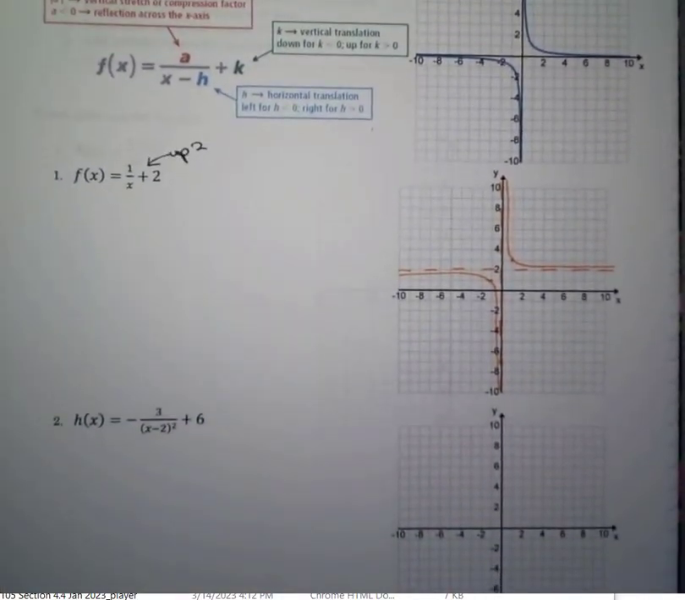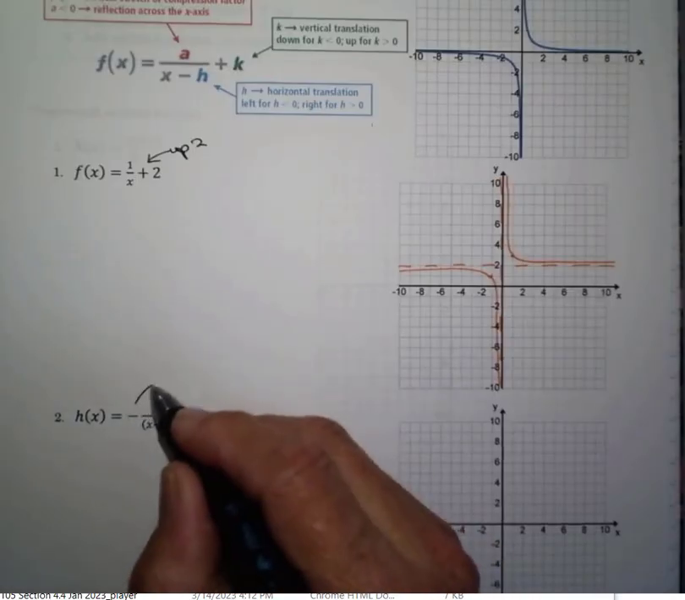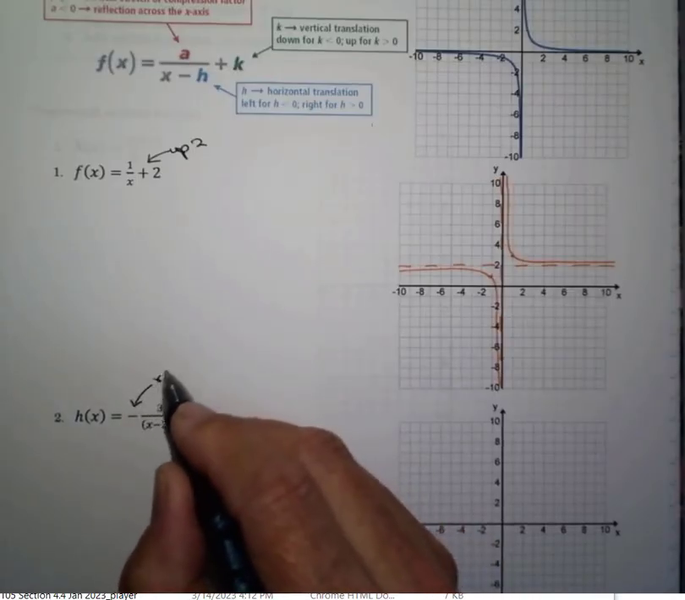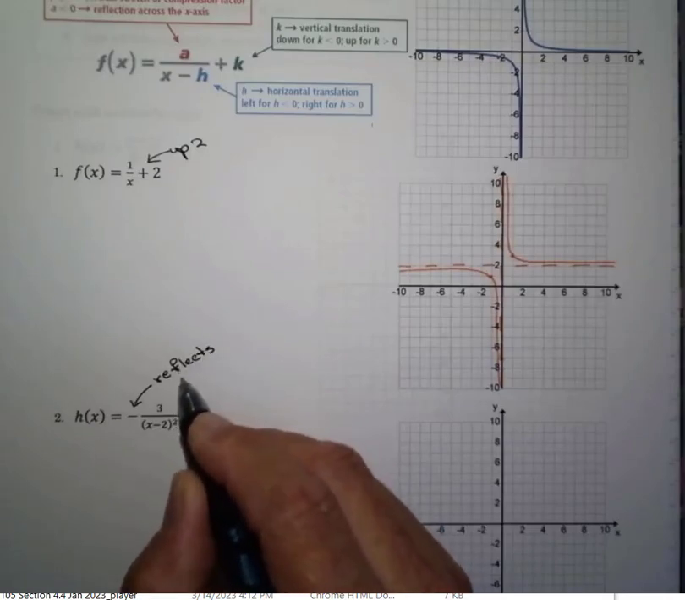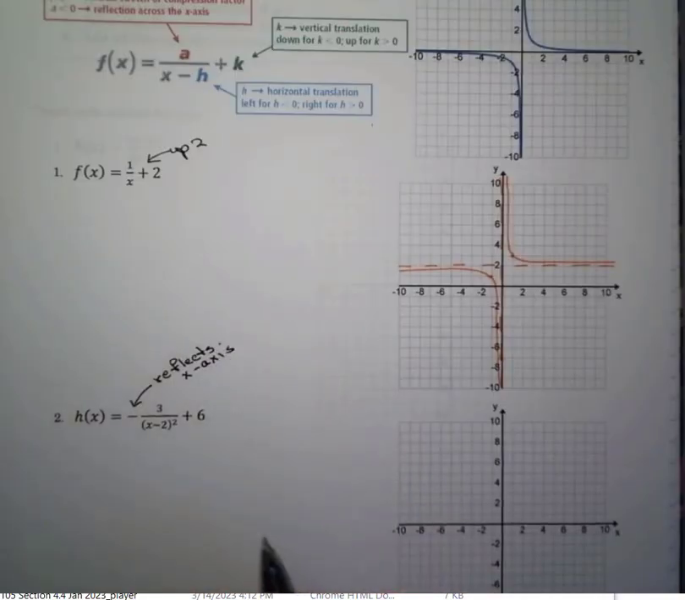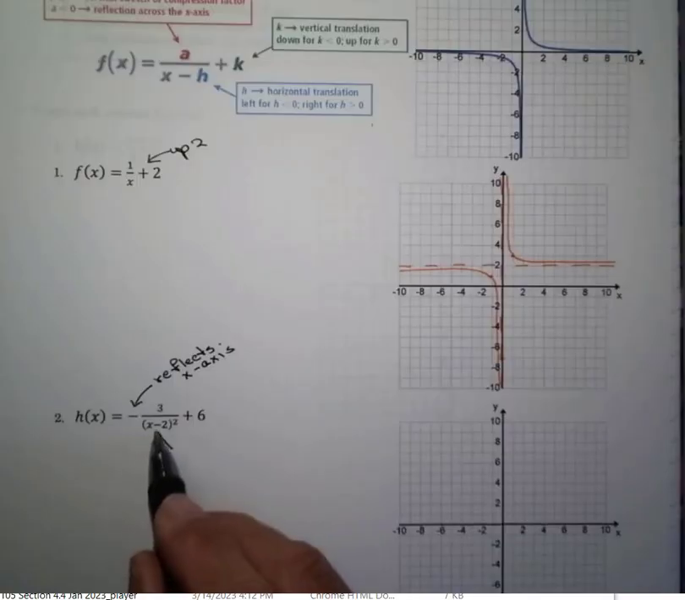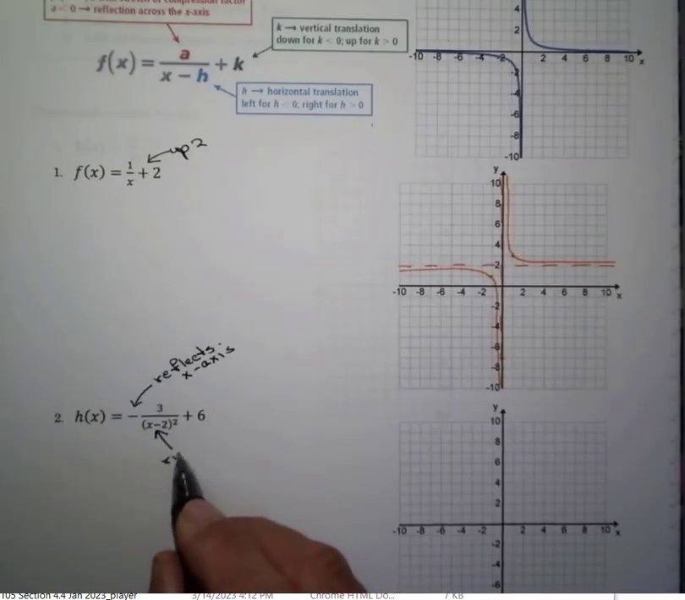Let's look at another one that's maybe a little more complicated. In this one, we've got to say what happens with a negative out front. Well, this is a reflection. It reflects around the x-axis, doesn't it? It's an x-axis reflection. And then inside the parentheses here, it says -2. That one is the one that seems backwards to us. That one tells me I have to go right 2.